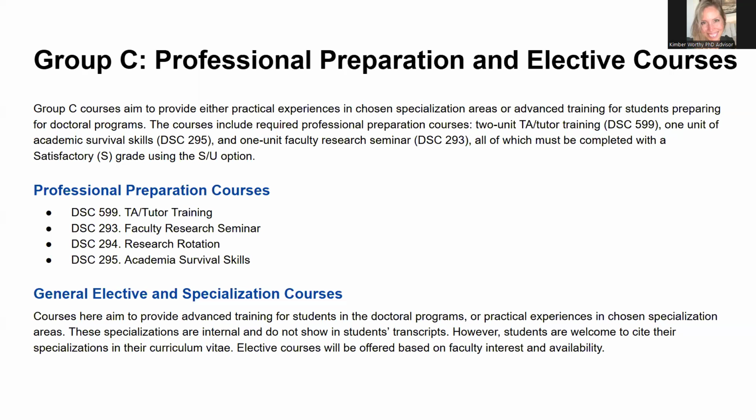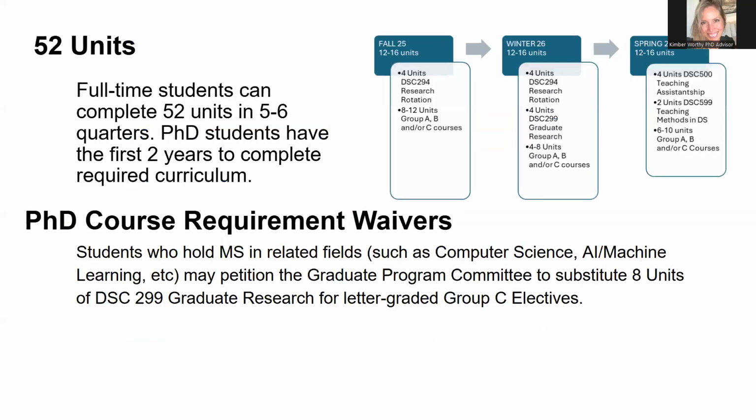Your research rotation will flex between 8 to 12 units. Minimum of 8, I believe max of 12. Okay. And then, of course, the general electives and specialization courses, that is something you can dive in a little bit deeper and what makes the most sense for you and your research.